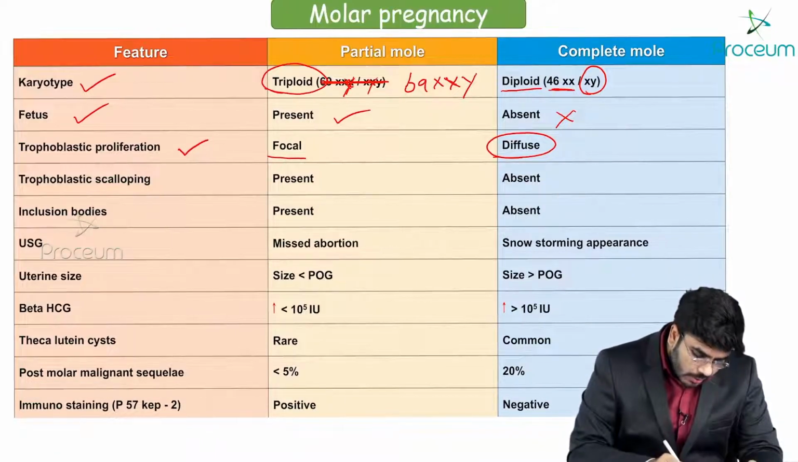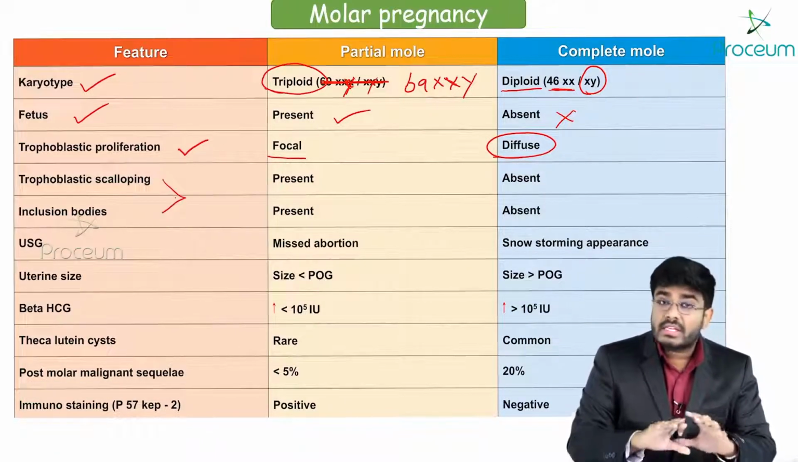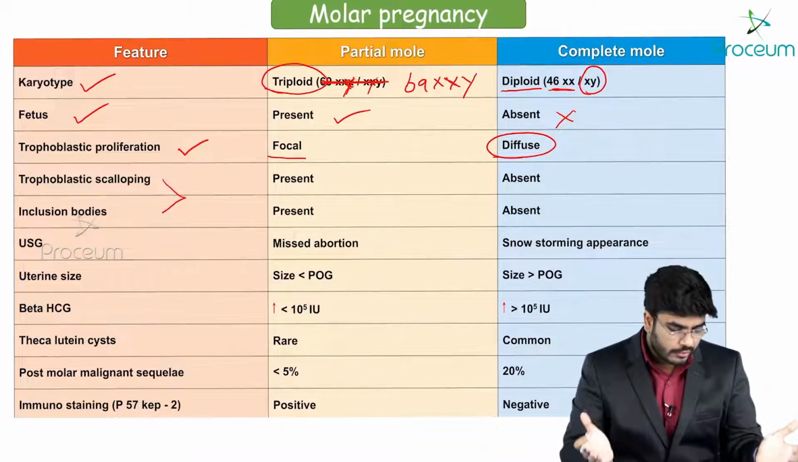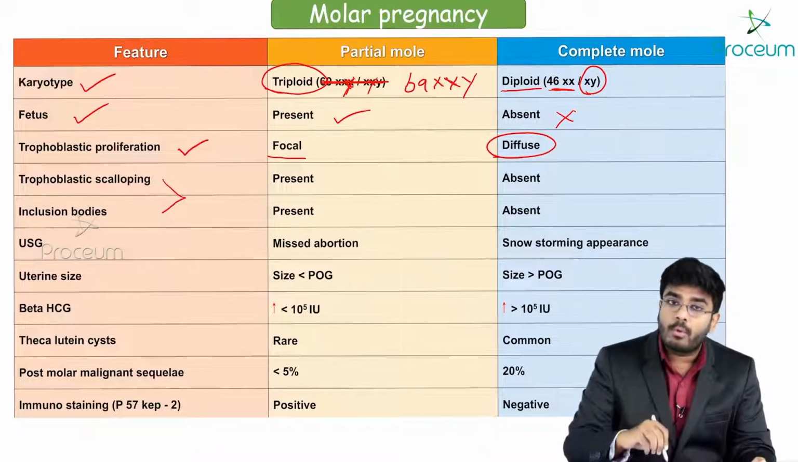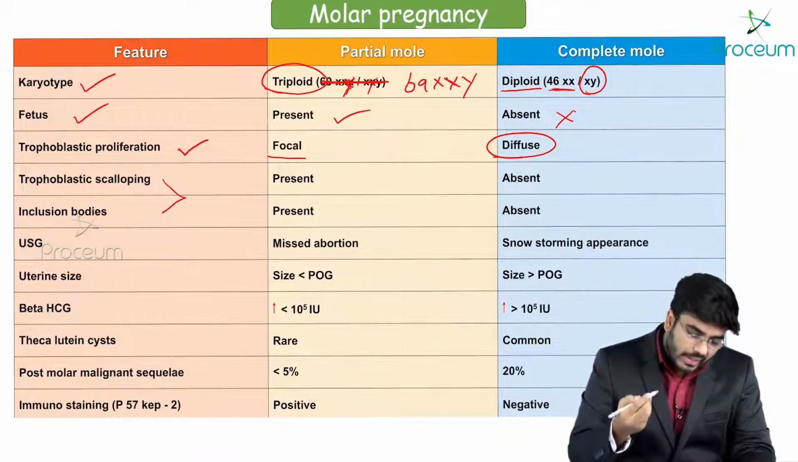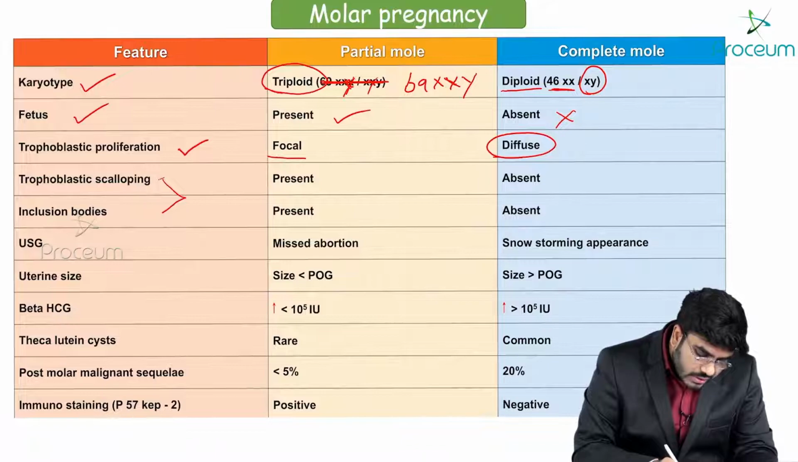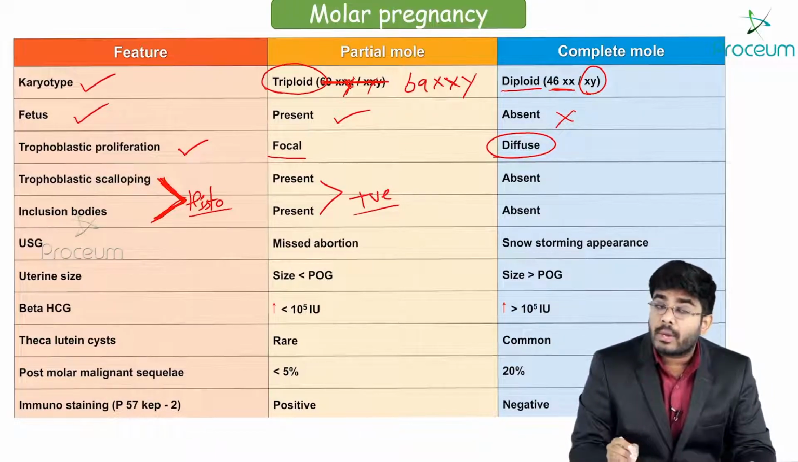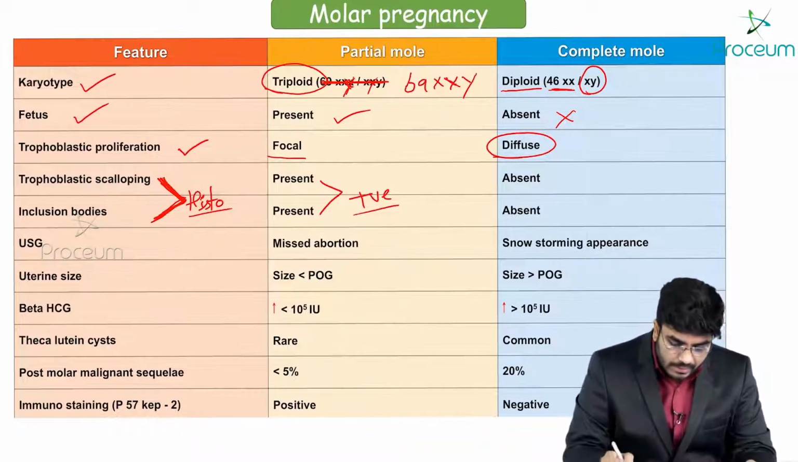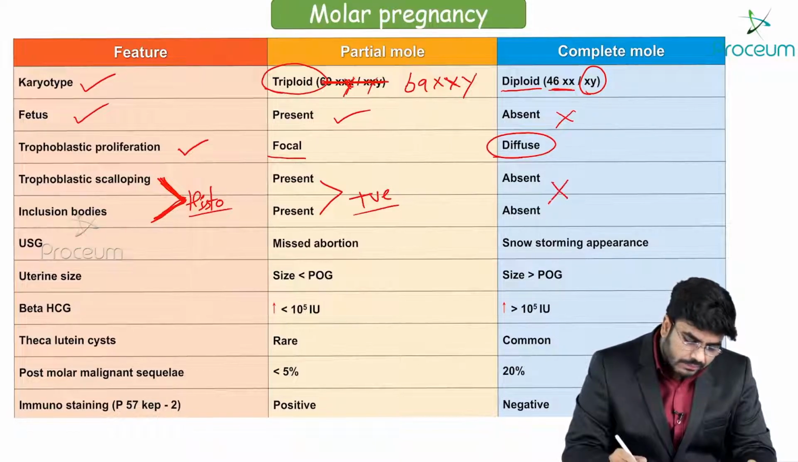Now, let's talk about the histological findings. If you look at the histology, this is what you don't know. In partial mole, P for present, these histological features are seen: trophoblastic scalloping and inclusion bodies. Both histological features are present in partial mole. They are not seen with the complete mole.